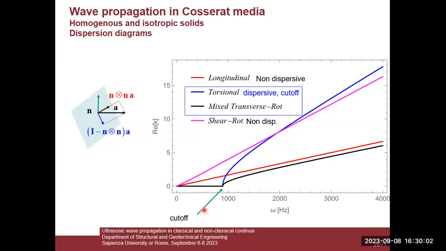You don't see that before a given frequency. Nothing like that can be seen. This other one, shear rotational, second part, the right part of the acoustic tensor, the one so complicated, dispersive. Dispersive plus with a cutoff.